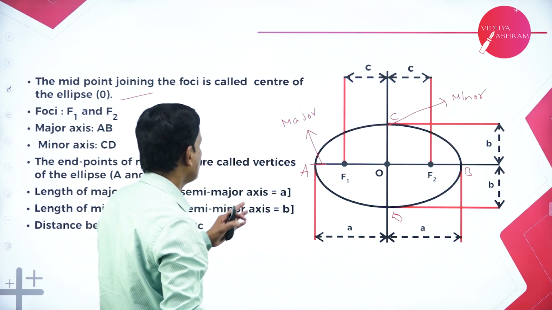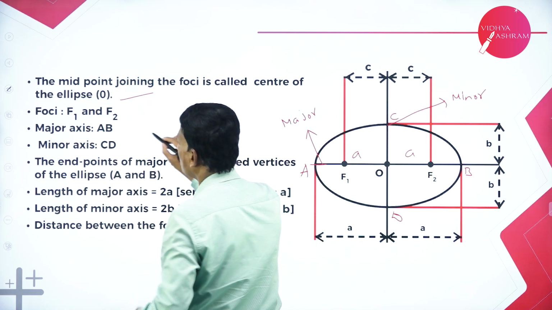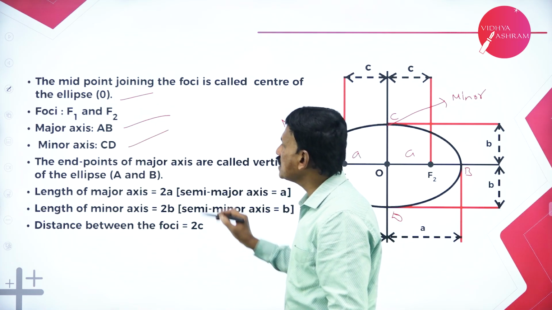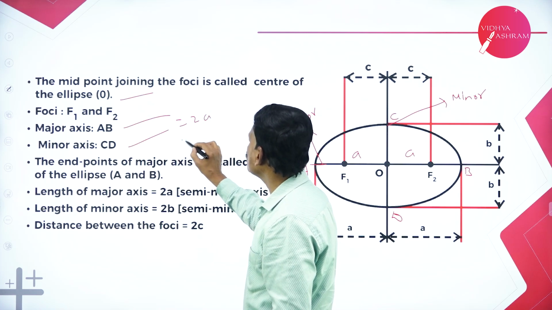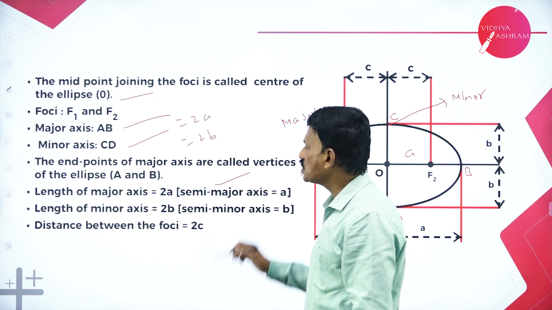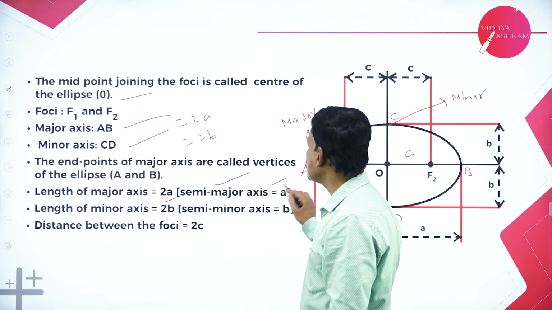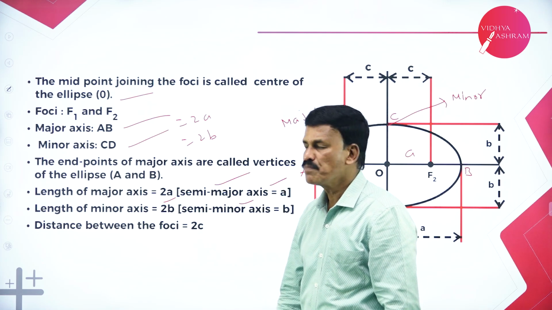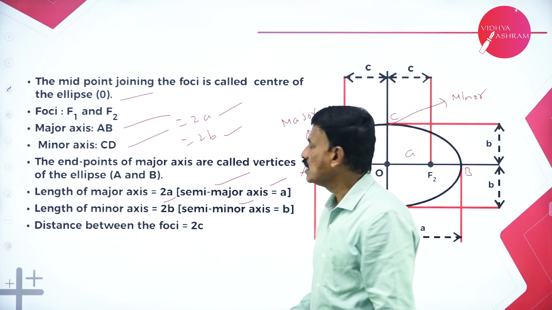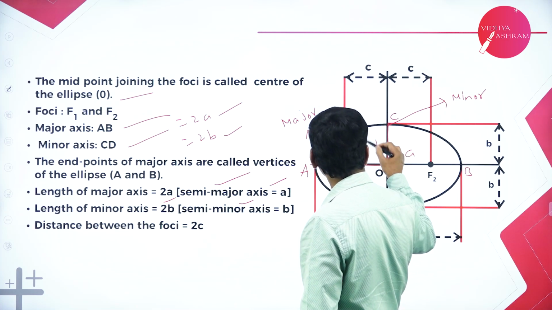The length of the major axis is AB and the length of the minor axis is CD. That is, the length of the major axis is 2a and the length of the minor axis is 2b. The semi-major axis is a, and the semi-minor axis length is b.